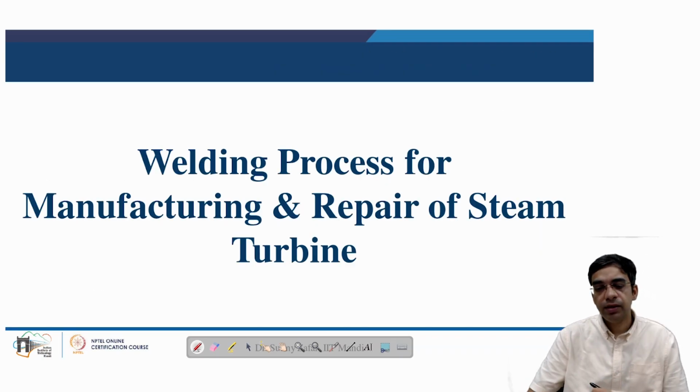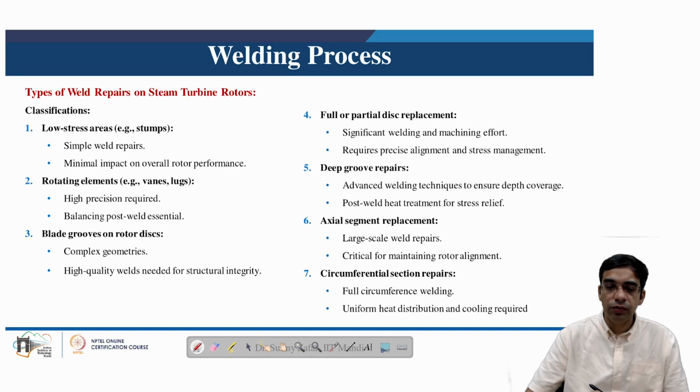Next, we look at some of the welding processes which are utilized for manufacturing as well as repair of steam turbines. Welding processes, as we know, are used to join two or more materials. And in case of steam turbines, the welding processes have been specifically used for repair of steam turbine rotors.